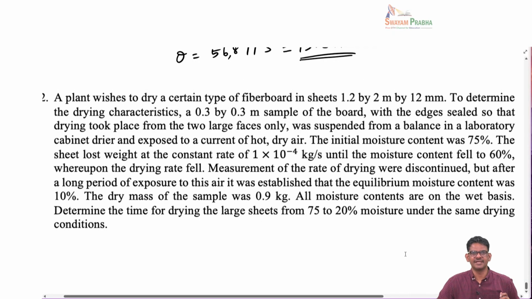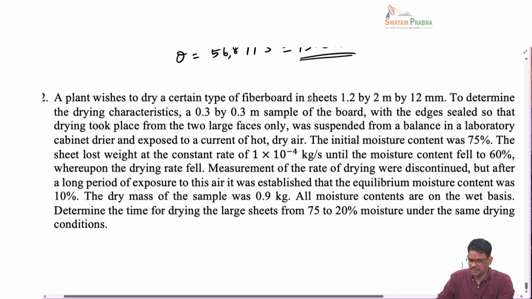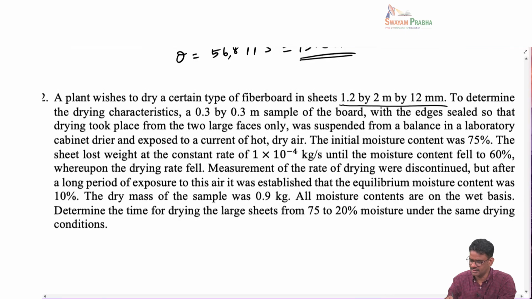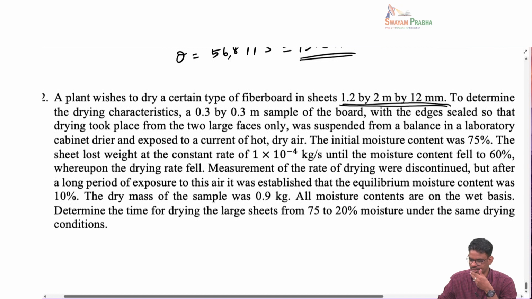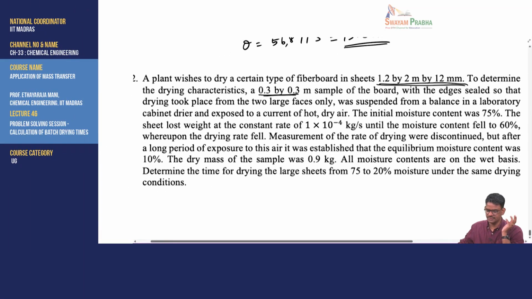The problem statement is a little lengthy, but it is important in the sense that I was mentioning, the actual solid and the drying test with a sample is all there. So please go through this for a few minutes. In this problem, the actual sample that we wish to dry is a little larger. It is about a 1.2 meter by 2 meter long board. To determine the drying characteristics, a smaller sample of 1 foot by 1 foot, or 0.3 meter by 0.3 meter, is used with the edges sealed so that the drying happens only from the two faces.